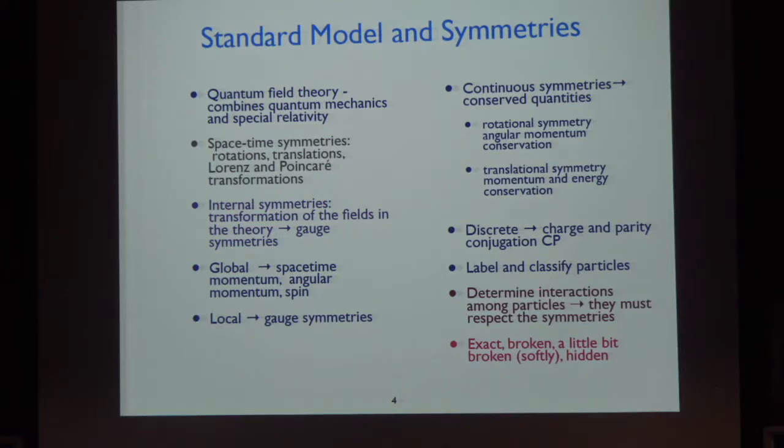We construct the Lagrangian to be consistent with all these symmetries. And then we determine interactions according to how they respect these symmetries and what their labels are under the symmetries. Now, these symmetries can be exact, can be broken, can be a little bit broken, can be hidden, and all of them exist in the standard model.